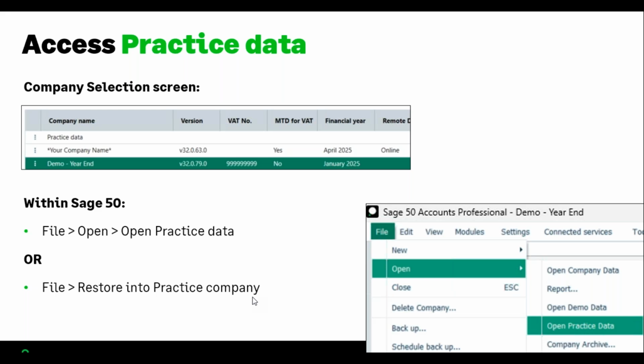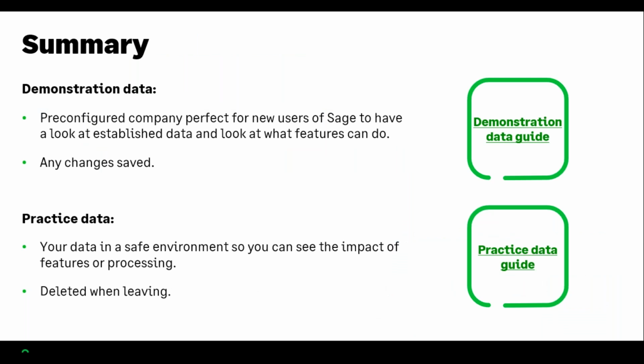So in summary, just to recap, demonstration data, pre-configured company, perfect for new users just to have a look about in Sage and see what it can do. Obviously, the numbers will make no sense to you whatsoever because they're things that we've added and they're not based on your company or your business. So it's an established data set. Any changes that you do make are saved, so you can go back in and make further adjustments again.